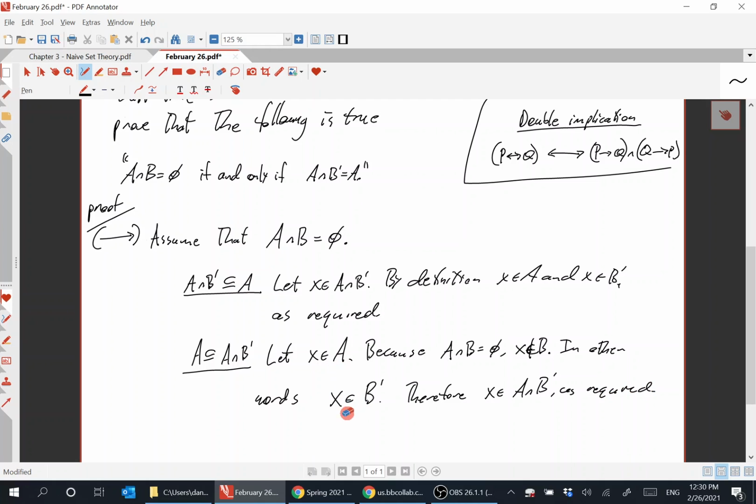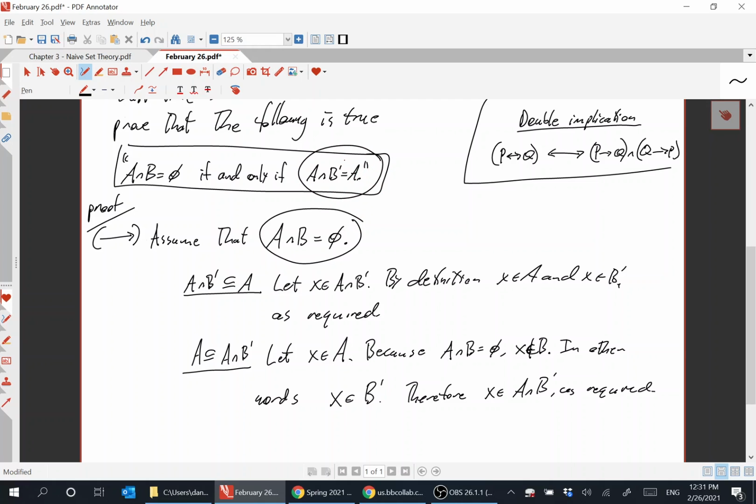Okay, are we done? Are we done with this if and only if proof? All right, what were we trying to do? No. We're trying to prove that A intersection B is the empty set if and only if A intersection B complement is equal to A. So far we assumed this is true, and we showed this is true. Now we need to do the proof in the other direction.